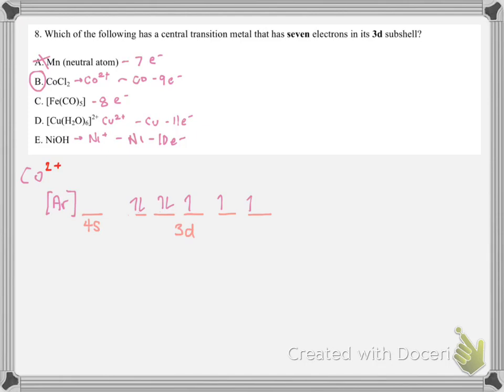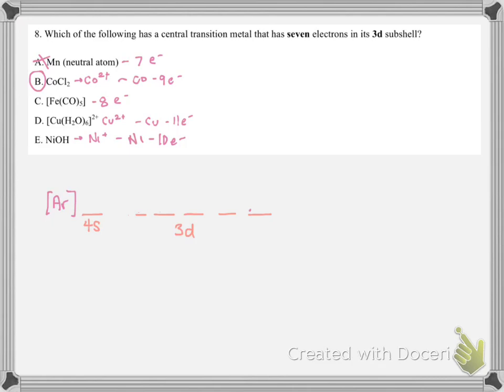And so just to be sure, let's go ahead and write the configurations for the other 3 answer choices. So we have in the next one, iron carbon monoxide complex. Carbon monoxide is neutral, and so the iron in that complex will also just be neutral, because there's an overall charge of 0 on the entire complex.